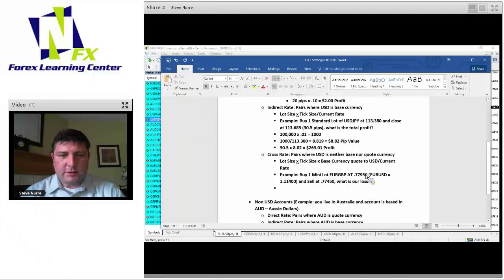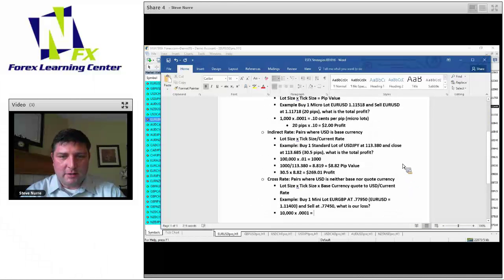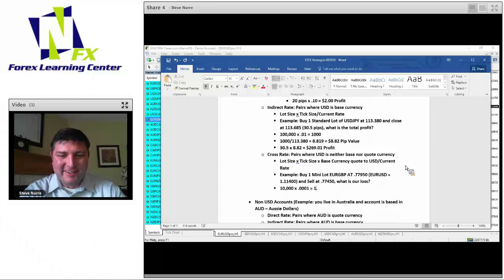Well, in this case, we start off the same way. Lot size times tick size, 0.0001. Wait, sorry. Lot size times tick size on a mini lot actually comes to 1. Sorry. See, I can't even do simple moving the decimal place over. So that comes to 1.